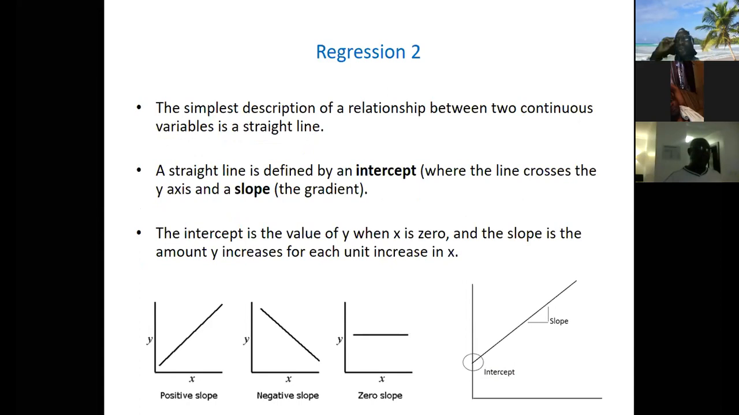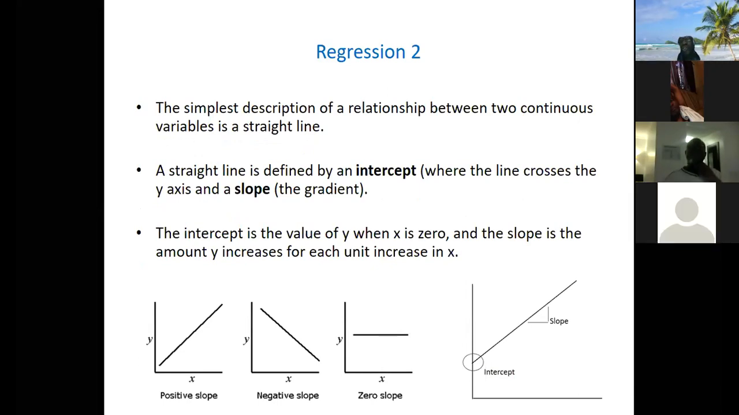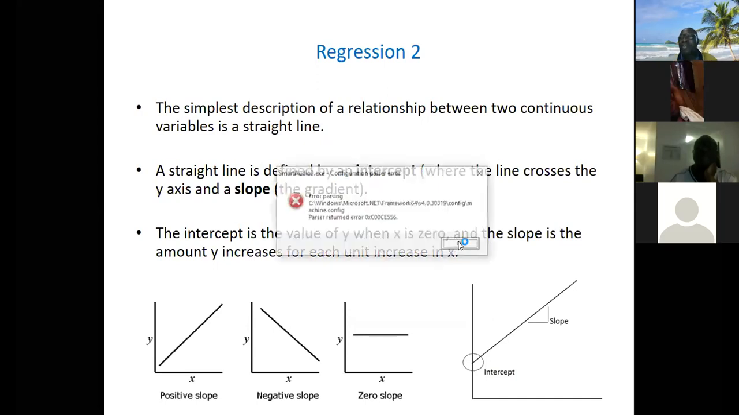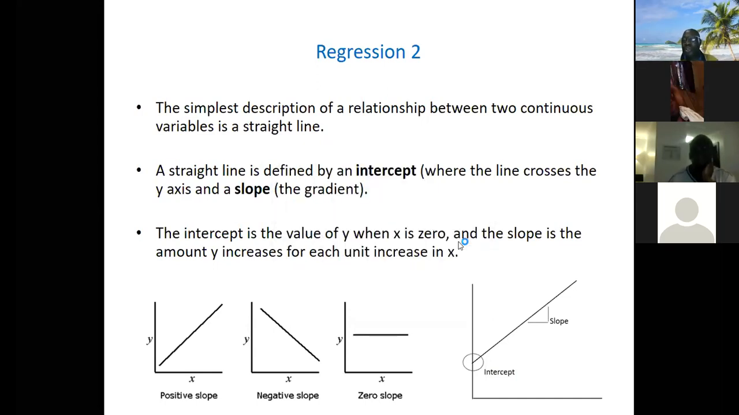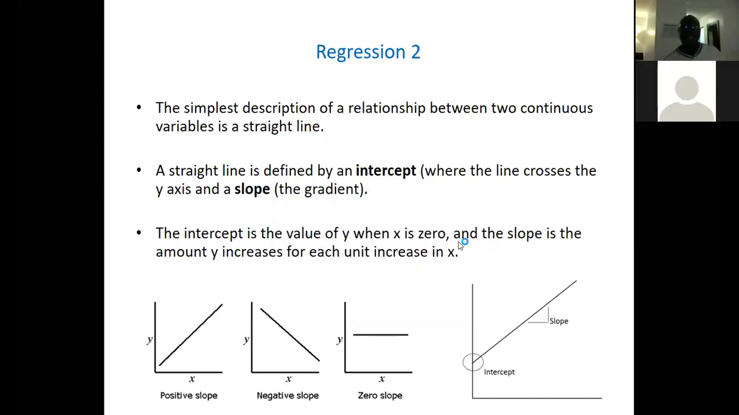So I try to bring some infographics also to add to the slide so that we can get a better picture. Because I discovered that when you say something, people tend to forget. But the brain puts information in pictures, so if you see it, you are more likely to remember it. So we talk about the simplest description of the relationship between two continuous variables, which is a straight line.